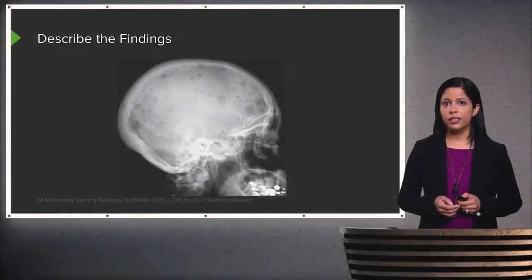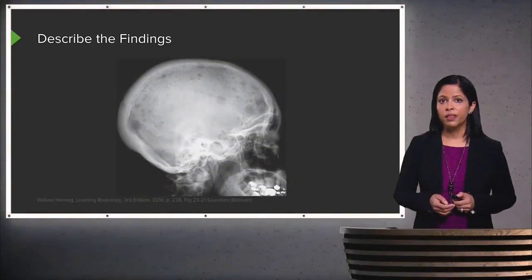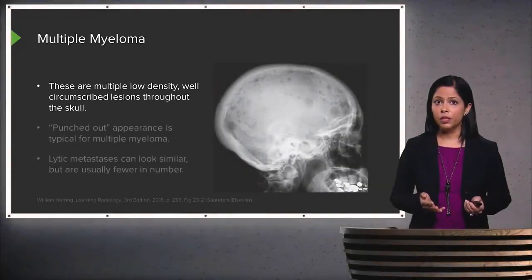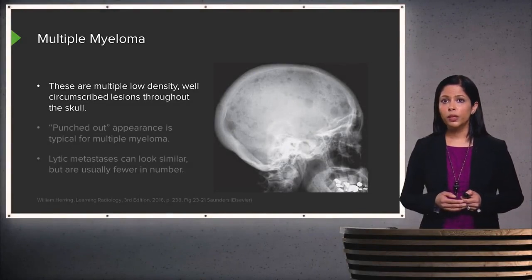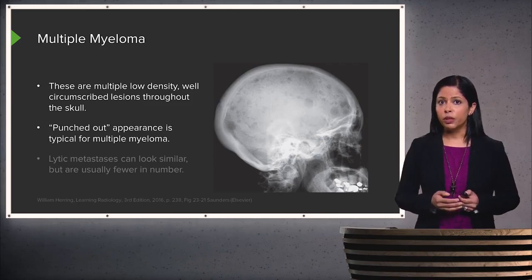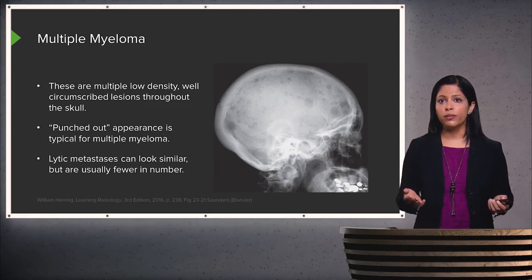Let's now take a look at this lateral view of the skull. What do you see here? This is an example of multiple myeloma. So you have multiple low-density, well-circumscribed lesions throughout the skull. This is a very typical appearance of multiple myeloma and is called the punched-out appearance. Lytic metastases can actually look very similar, but they're usually fewer in number.